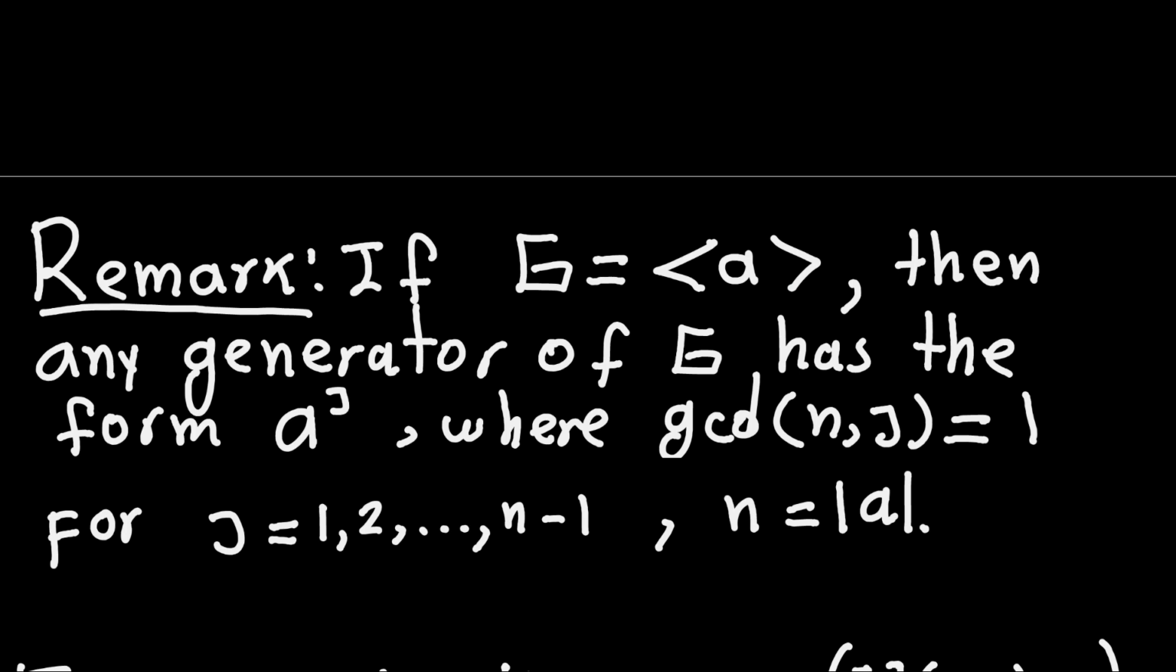Any generator of this cyclic group will have the form A to the J, where this exponent J has no common factors but one with n, where n is the order of the element A. Now that J, we can take it from the numbers 1, 2, through n minus 1. That's all we need. So any generator will have this form, where the GCD, or the greatest common divisor between n and J, n being the order of A, is 1.